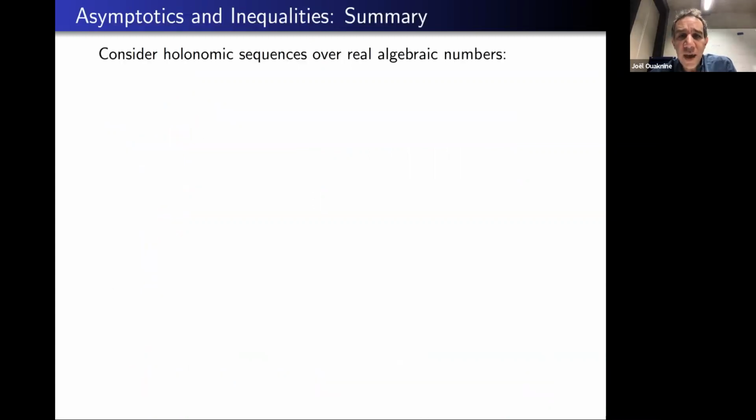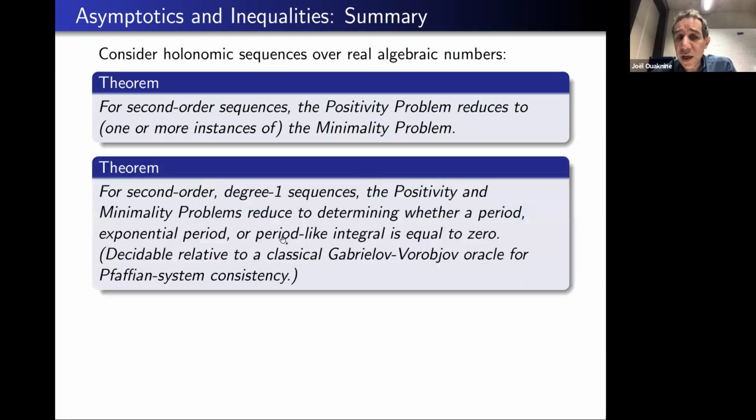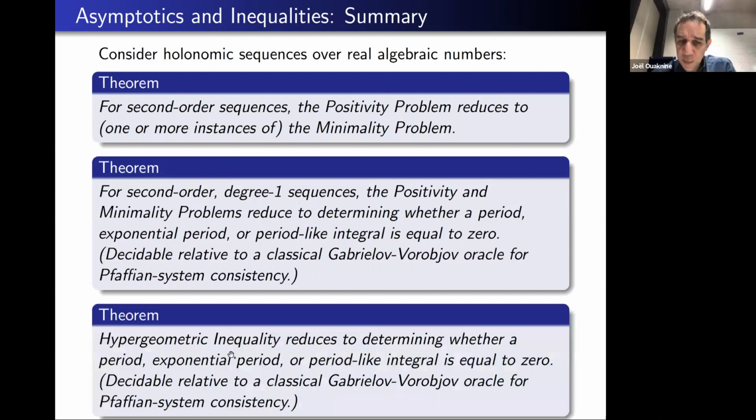So we have actual theorems. I'm running out of time, so I'll just go very quickly. For second order sequences, positivity reduces to minimality. For second order degree 1 sequences, positivity and minimality reduce to deciding whether a period or a similar object is 0. You can also decide these things relative to the Gabrielov-Vorobjov oracle for Pfaffian systems, and I'm not going to talk about this. And hypergeometric inequality also reduces to determining whether a period is 0 or not.